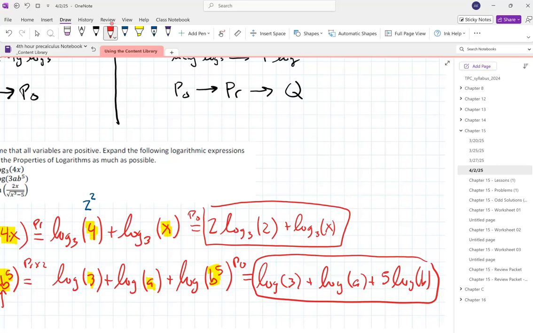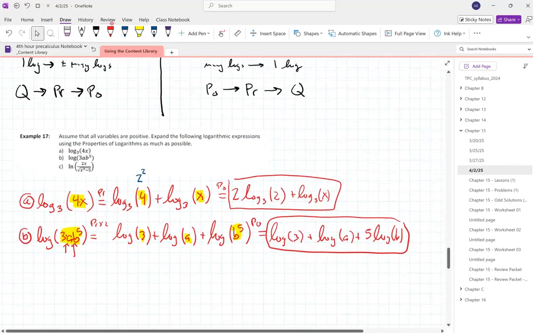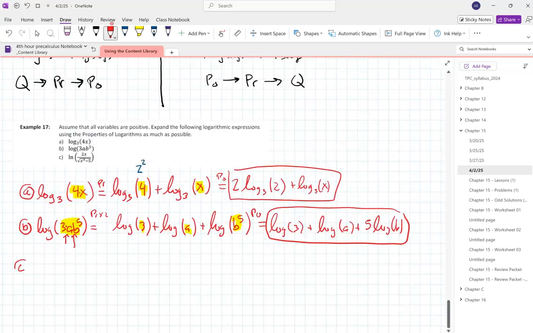Everybody's okay? This feel all right? This usually goes pretty okay. It's not super difficult once you've gotten the hang of it.